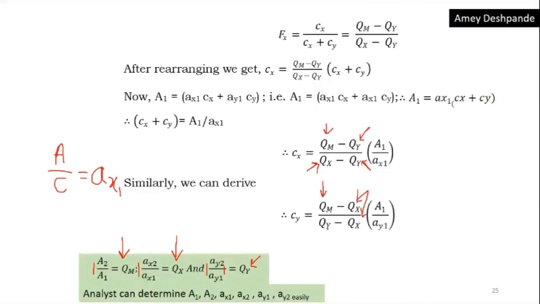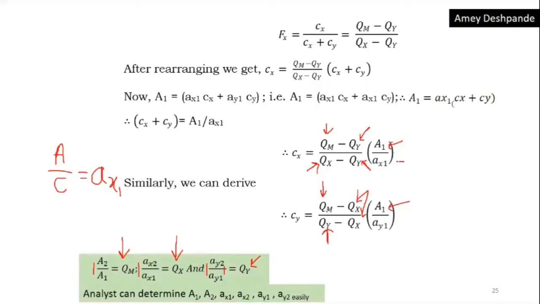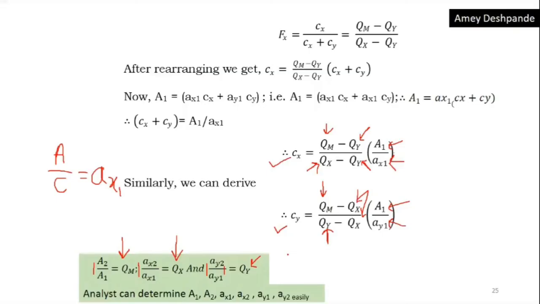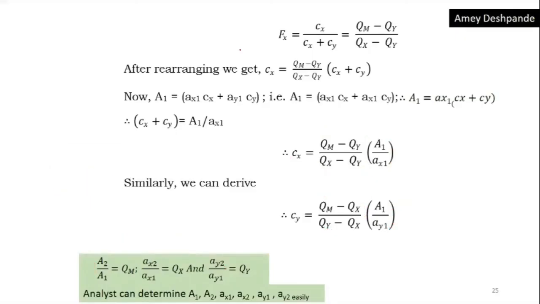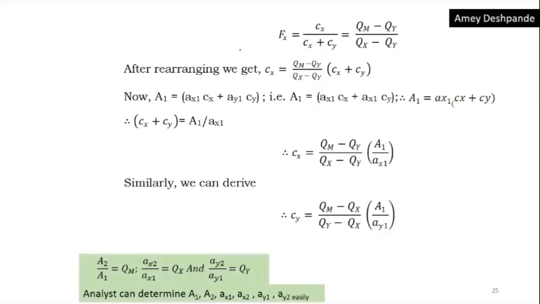You already have values of A1. What is A1? Absorbance of the mixture solution at first wavelength. So you have these values. You also have values of Ax1 and Ay1. If you have all these values, you can definitely determine Cx and Cy from the unknown solution. If you have no doubt, please copy this down. If you have any doubt, unmute yourself and ask. Please copy down the slide. This is the end of the derivation of this method.